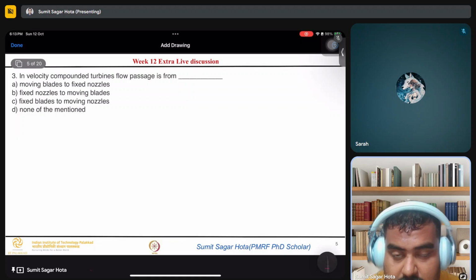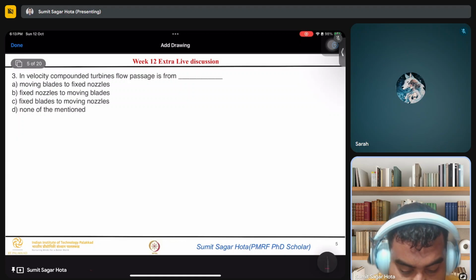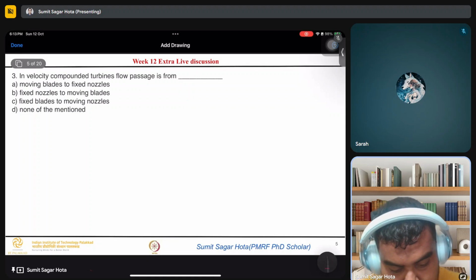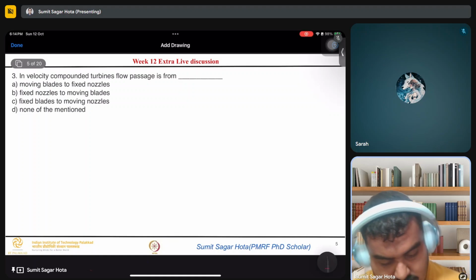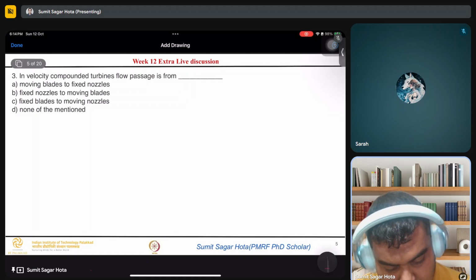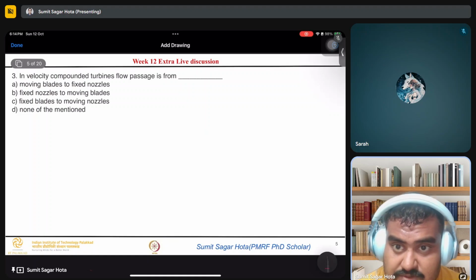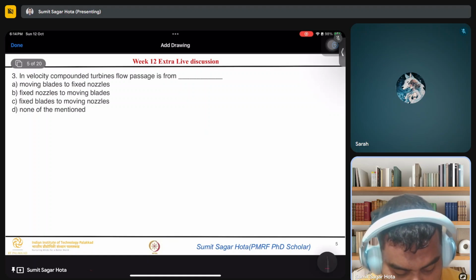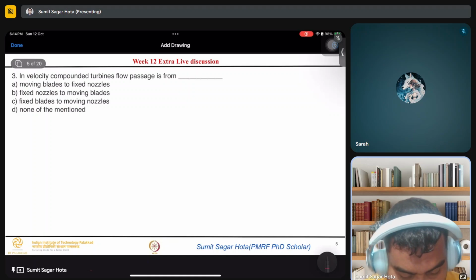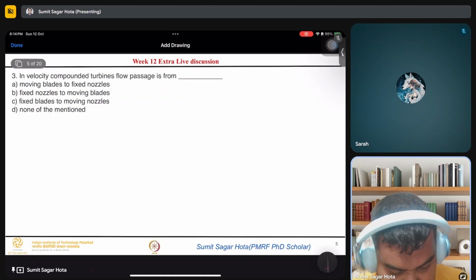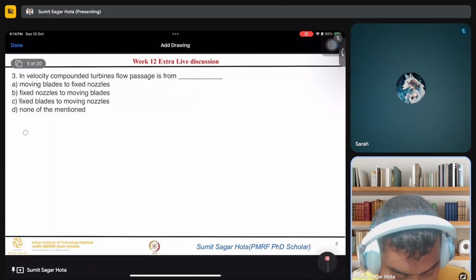In a velocity compounded turbine, the flow passage is from dash. So all these options are actually wrong. These kinds of questions you can expect, where you expect one option to be correct and you just choose it, but in the exam especially, maybe all options can be wrong. So your answer is actually D.